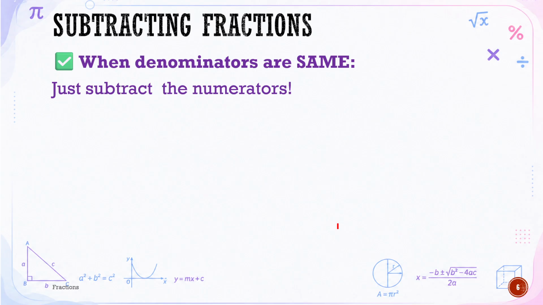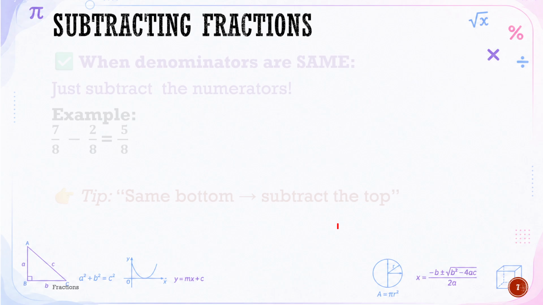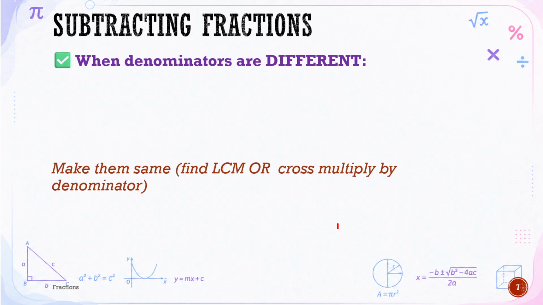So the important thing is to look at the denominator first, right? You find that the denominator is the same, so you would just go and perform the subtraction. 7 minus 2 is going to give you 5 by 8. So your tip remains the same: keep the bottom, subtract the top. Now what in case of subtracting fractions which have different denominators?